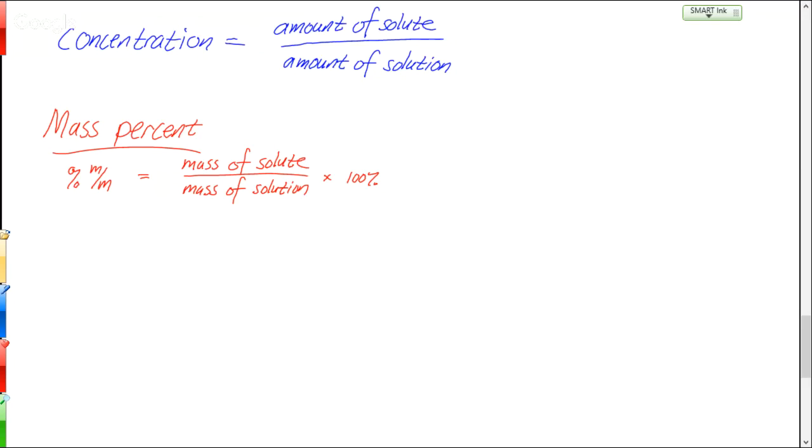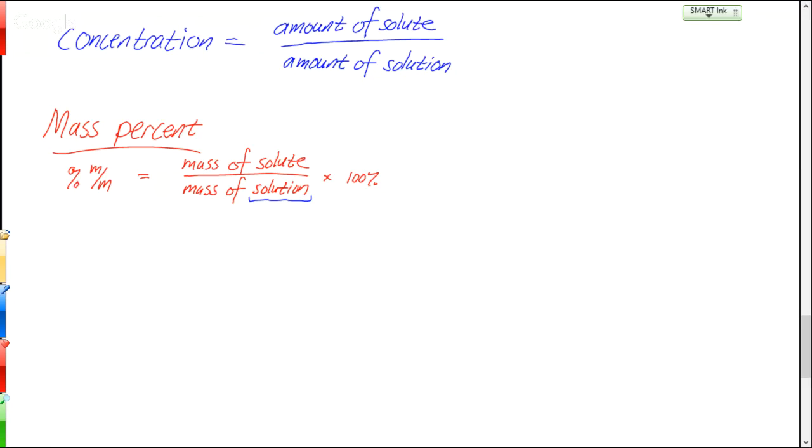The tricky thing here is that we have to make sure that we remember that the denominator here is the mass of the solution, the total mass. We always want to make it the mass of the solvent, and it's not. It's the mass of the solution.